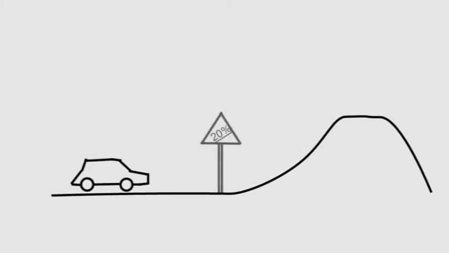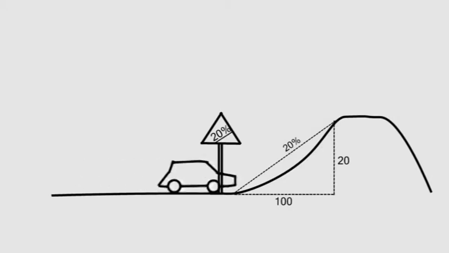20% of what? What does it actually mean? Well, think about it and you can see the answer. Here we are, you're driving along, you see the sign, 20%. What does it mean? It means that for every 100 meters, you go 20 meters up. So what's the average slope of the hill? It's the rise divided by the run. 20 over 100 is the average slope of the hill, is 20%.